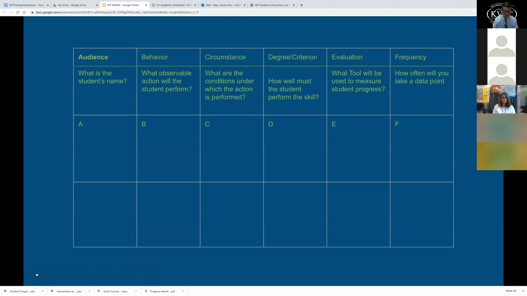Now, what I want you to do is pull up one of the 6 goals that are included on the Robert IEP. I'm holding it up here on the screen. I want you to find one of those goals, and then in the chat box, put A, B, C, D, E, F. I want you to identify the student's name. We all know that's going to be Robert, so that's going to give you only 5 things to do.